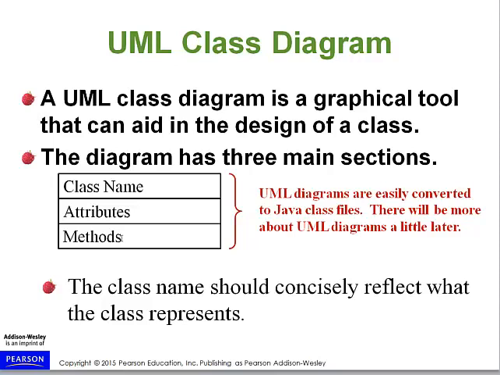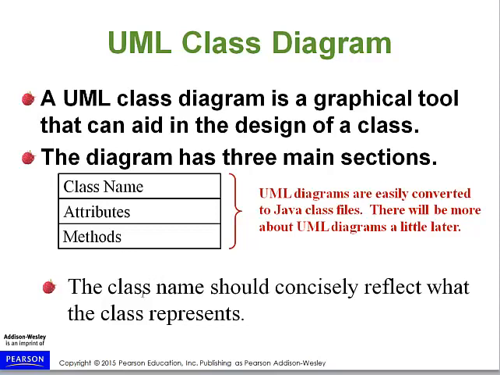UML diagrams are easy to convert to a Java class file. There will be more about UML later on. The key thing right now is that attributes, another name for fields, are private. Attributes and fields are synonyms. Methods are broken into two types: accessors and mutators, also known as getters and setters. Methods are the group you use to access your attributes.